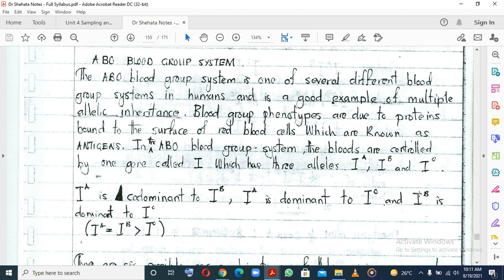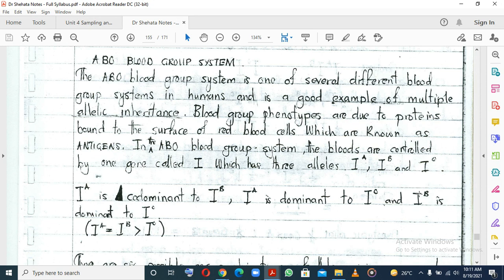It's more or less like these particular proteins give identity to these red blood cells, so much that depending on what kind of antigen is on it, it's designated whether it's A, B, O, or AB. So those proteins which are bound to the surface of red blood cells, as a result of them, you actually have those blood group phenotypes.